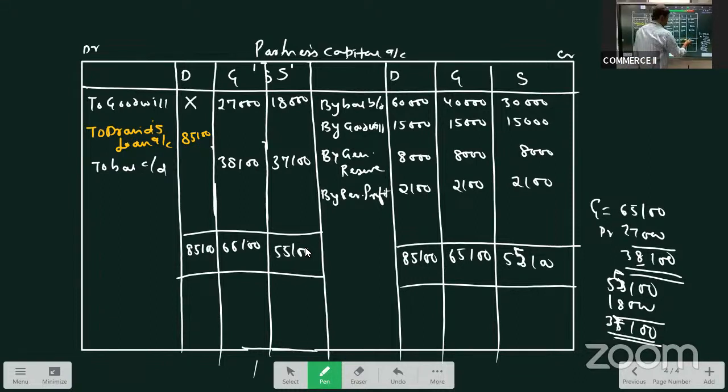Here the total was 55,100, not 53,100. So from 55,100 deduct 18,000, that would come to 37,100. So these are the opening capital balances of continuing partners. By balance brought down, 38,100 Ganguly and 37,100 Sachin. Right? Done. Now let us go to the balance sheet.